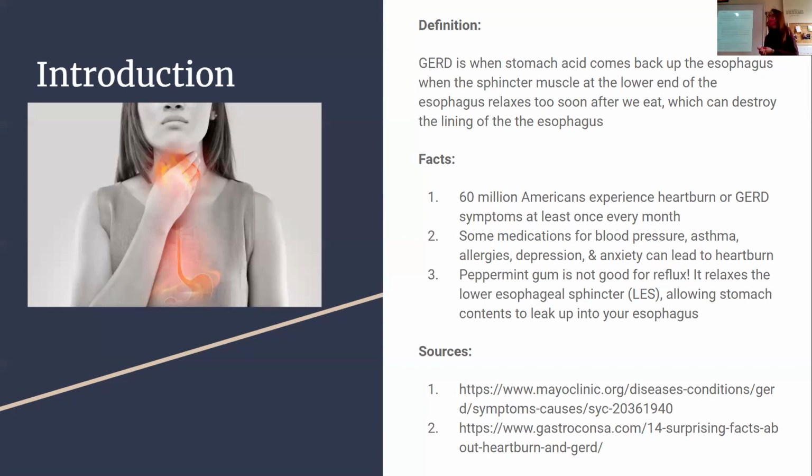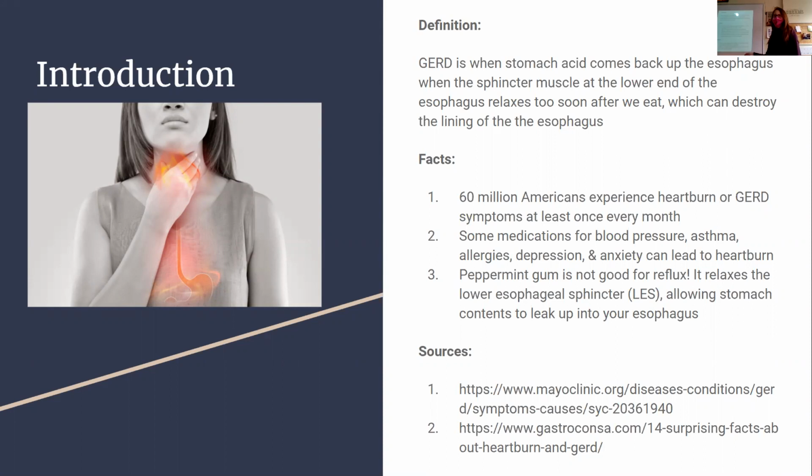So you want to have the definition. You want to have what the facts are about your disease or disorder. You don't have to have this. You can pick something that interests you. It doesn't have to be something you have. And you want to have your sources at the bottom of every page. For instance, I found this definition on mayoclinic.org, so I put the website down here. And then I also found these facts on 14 surprising facts about heartburn and GERD.